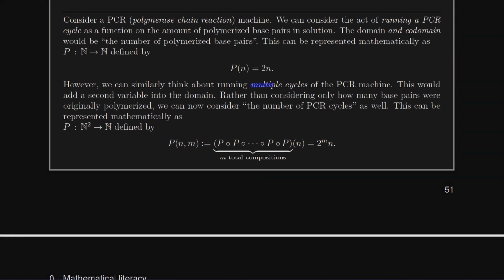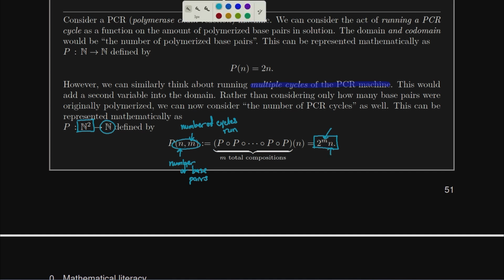We can think about running multiple cycles of a PCR machine as adding a second variable, right? So maybe this first variable is the number of base pairs, but the second variable is the number of cycles we've run. Then we can think about this as a function from 2 inputs of natural numbers to a single output of natural numbers. It's going to look like what? Well, every time it runs a cycle, it multiplies by 2, so we'll get 2 to the power of cycles we've run, multiplied by the number of base pairs we started with. And this can actually be represented as a composition of functions, right? Because if we repeat a process over and over again, that's the same as composing functions.